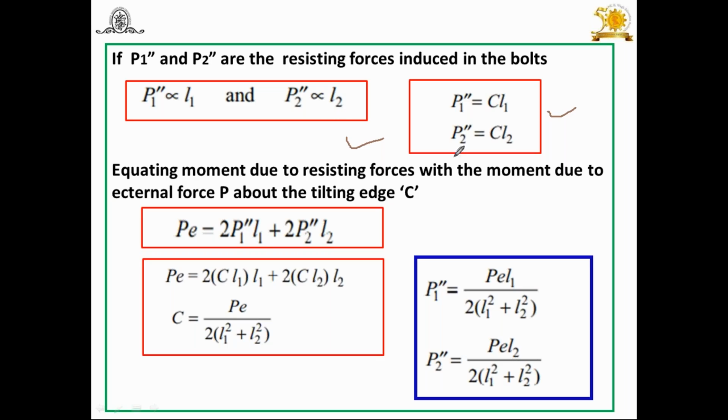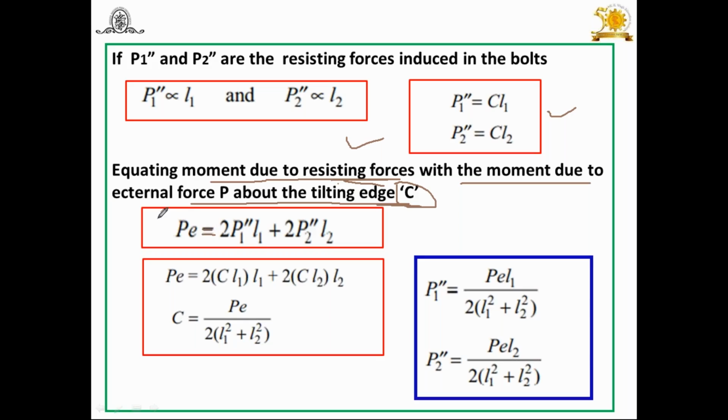Okay, no problem. This is about P1 double dash is equal to CL1 and P2 double dash is equal to CL2. But because of this couple, what is happening? The resisting forces, I have already told, P1 double dash and P2 double dash are the resisting forces induced in the bolt. So what we have to do? We have to equate the moment due to these resisting forces with the moment due to external force P about the tilting edge C. About the tilting edge C.